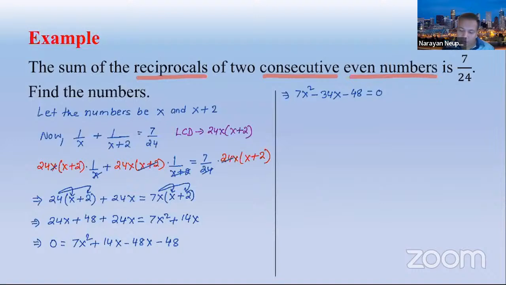So if you look at this carefully, what you'll see is we've got a quadratic equation: 7x squared minus 34x minus 48 equal to 0. Okay, we are working on a quadratic equation, and now we need to solve it.